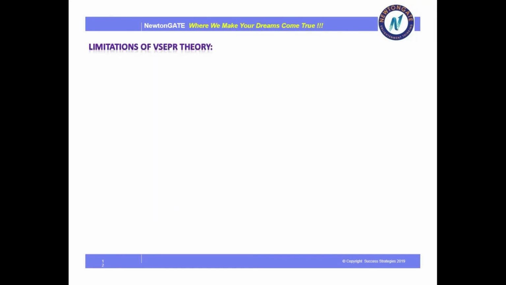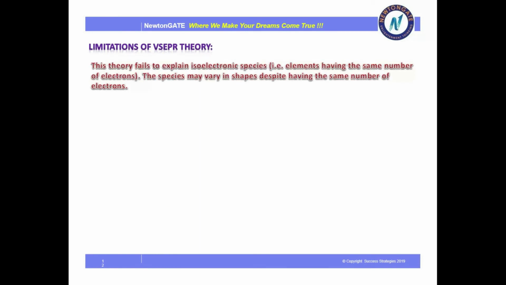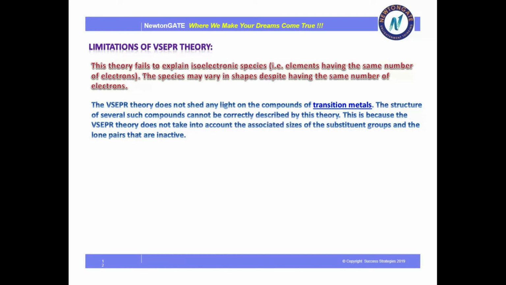Next, come to the last point, that is limitations of VSEPR theory. First, this theory fails to explain isoelectronic species. What are isoelectronic species? Species having the same number of electrons. These species may vary in shape despite having the same number of electrons. Next, the VSEPR theory does not shed any light on the compounds of transition metals. The structures of several such compounds cannot be correctly described by this theory.